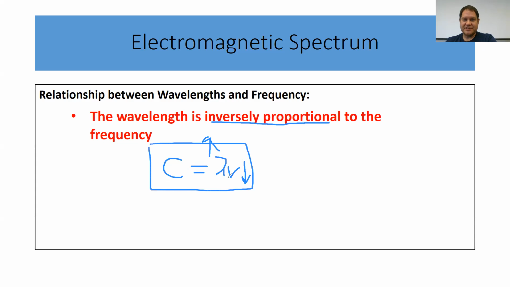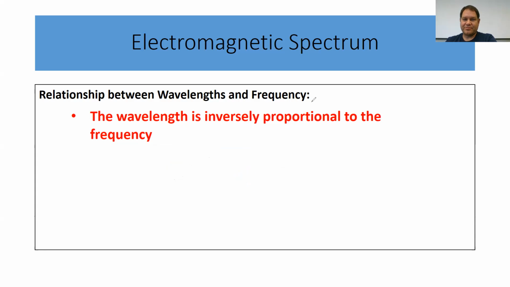Now this equation, I will need you to have memorized. We're going to be working with it. I'm going to have you solve problems. So I'm going to give you the speed of light and the wavelength, and you solve for the frequency. I can give you the frequency and the speed of light, and you solve for the wavelength. Okay, so those are important concepts.